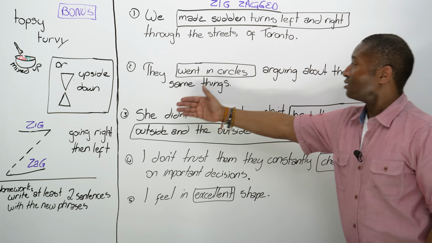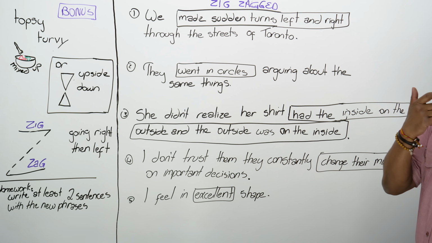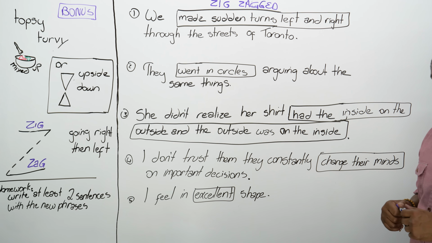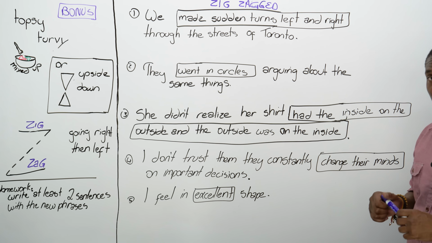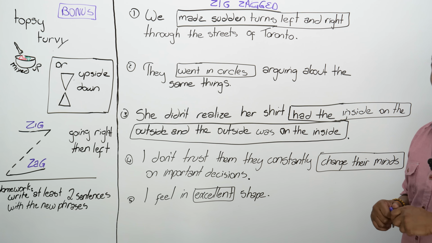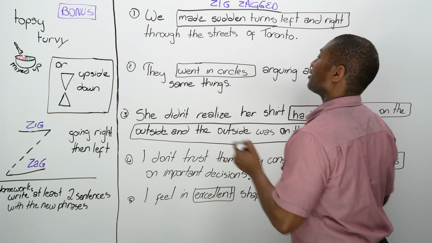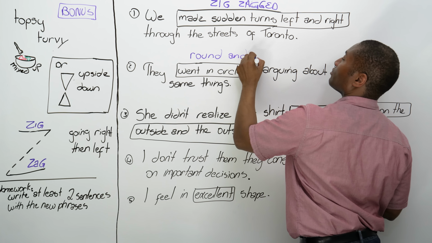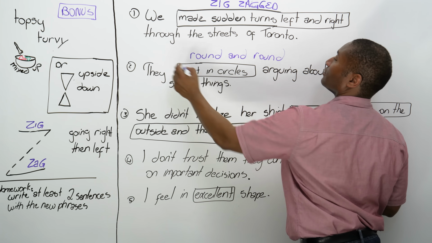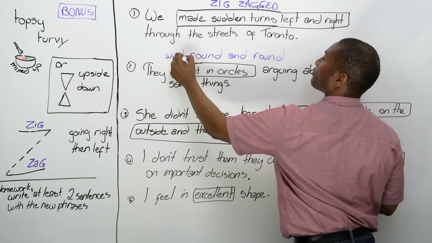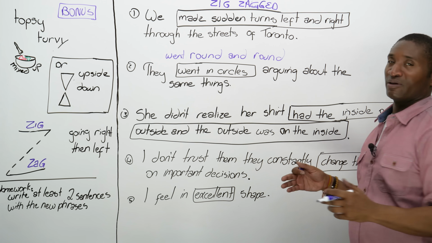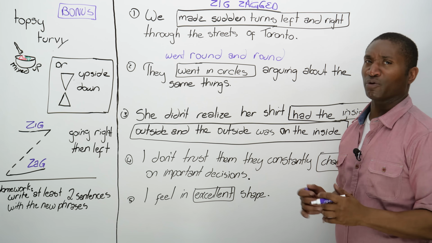What about this one? They went in circles arguing about the same things. They went round and round. Right? They went round and round. I know this is 3 words and 3 words, but as you can see for the next one, they get longer and we only need a few words.